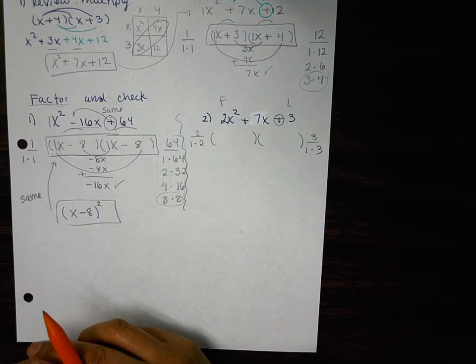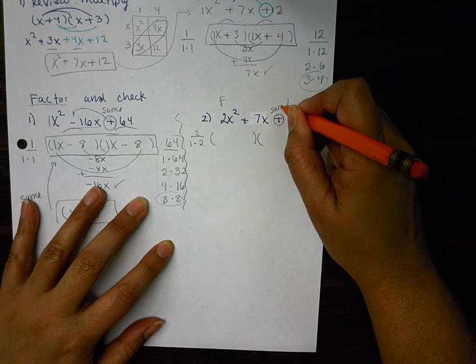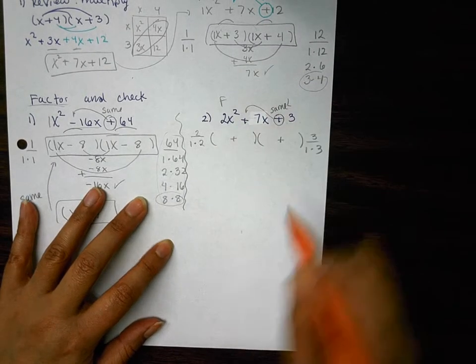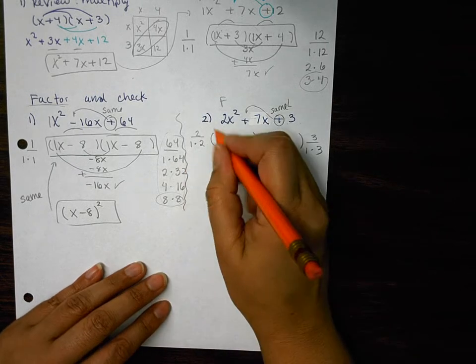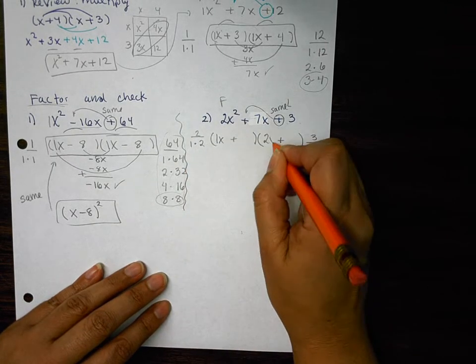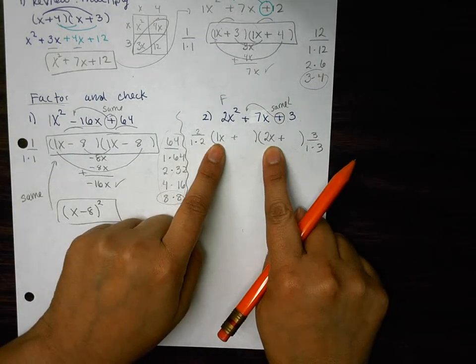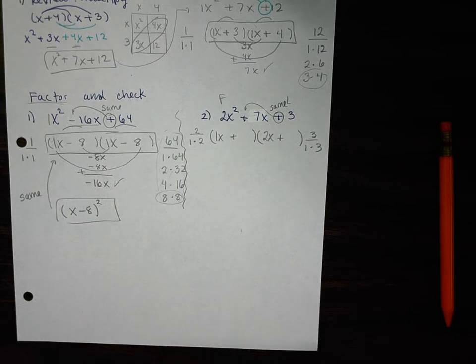The last sign tells me what? They are the same or different? They're both positive or they're both negative. I'm going to put same. The neighbor tells me what? They're positive and positive. Okay. The only way to get 2x squared is using 1 and 2. So 1x and 2x. What if you wanted to write 2x and 1x? Would that be okay? It still works.